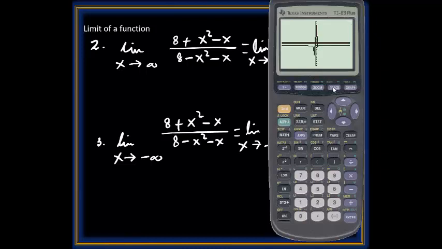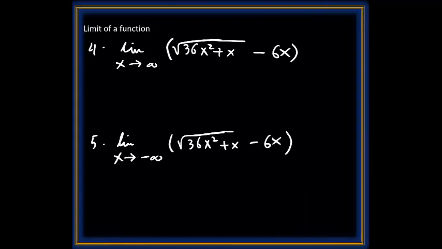So now I'm going to trace at, say, negative 99. You can see it is coming out to negative 1, close. So that is exactly the limit at infinity. Now I'm taking two more examples, number 4 and 5.